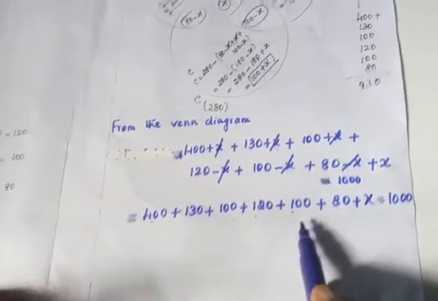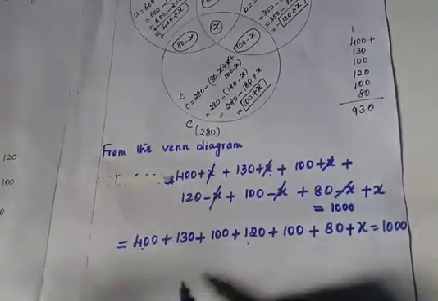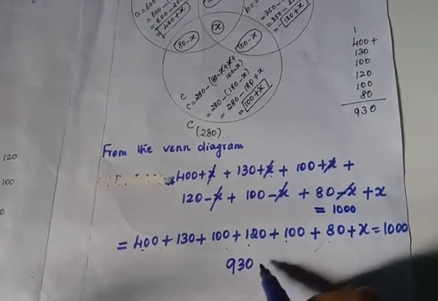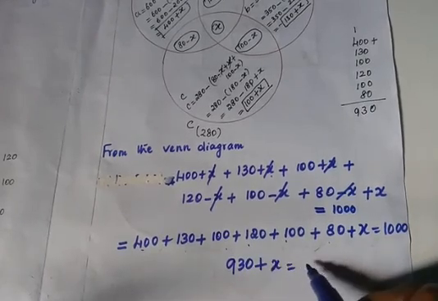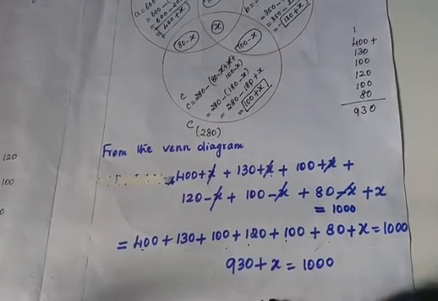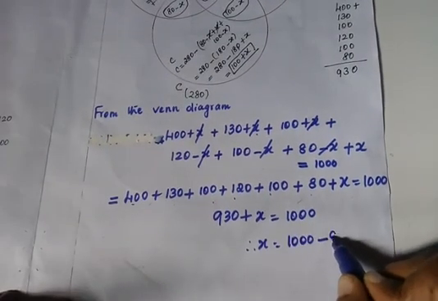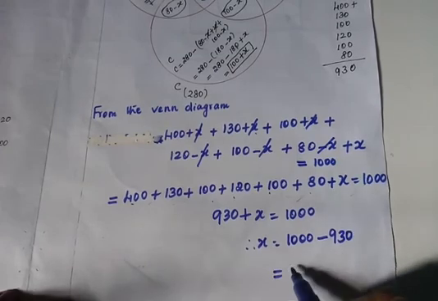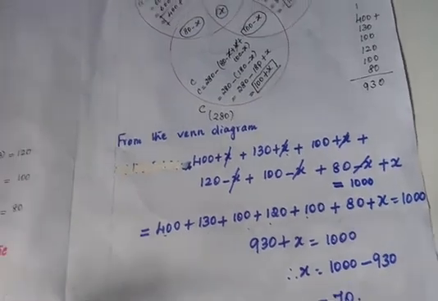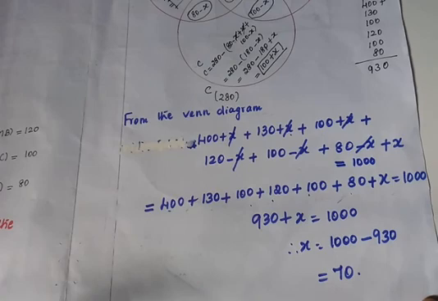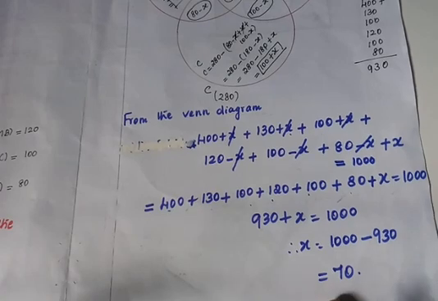We add all the numbers, you get 930. So 930 + x is equal to 1000. Therefore x is equal to 1000 minus 930, equal to 70. Therefore the number of farmers who grew all the three is 70.